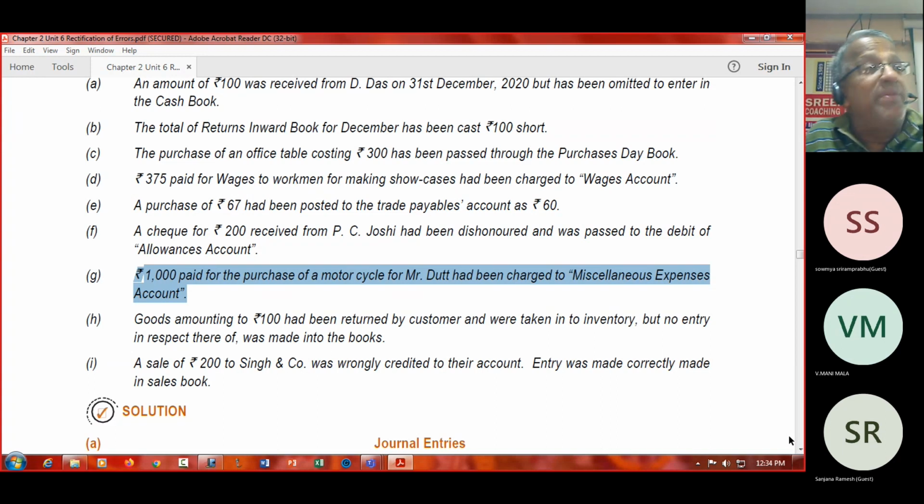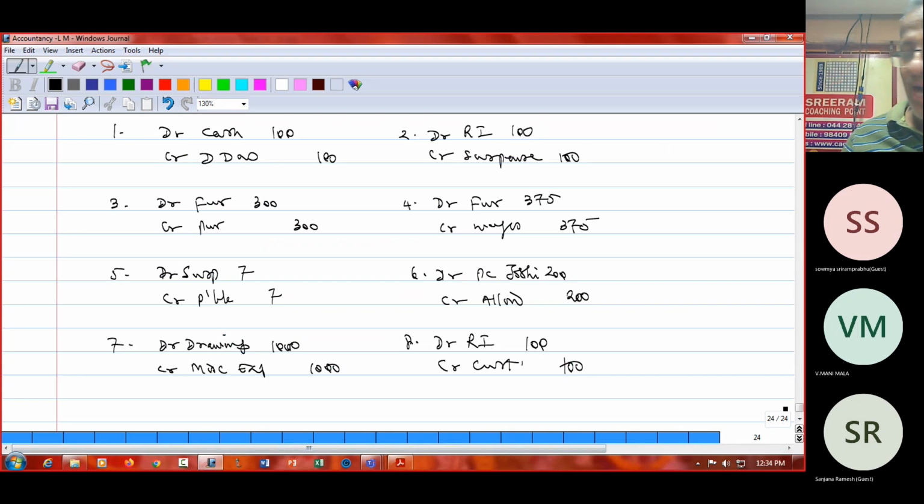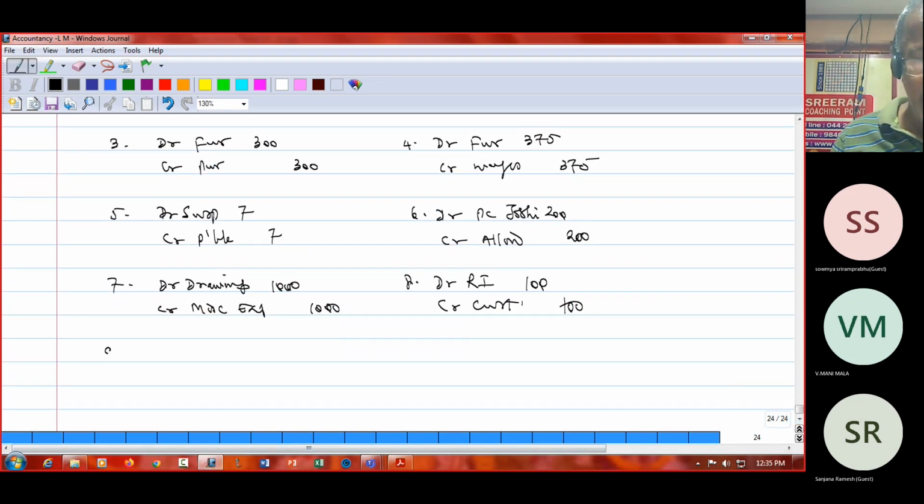Entry was correctly made in the sales day book. Despite an item entered into the sales day book, this did not go to the debit of Singh and Company. This had gone wrongly to the credit of Singh and Company. For a debit to be given, you have to debit. For a wrong credit that you have given, you got to debit. So twice you got to debit Singh and Company, and this will be affecting the agreement of trial balance, and you got to use suspense account.